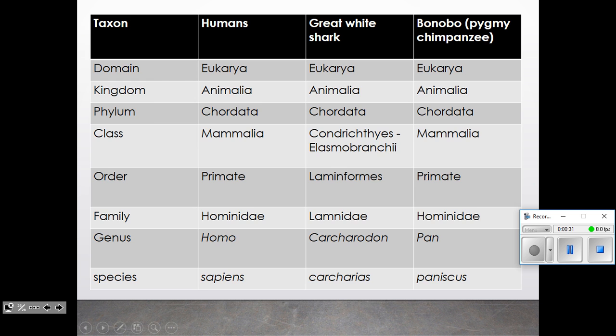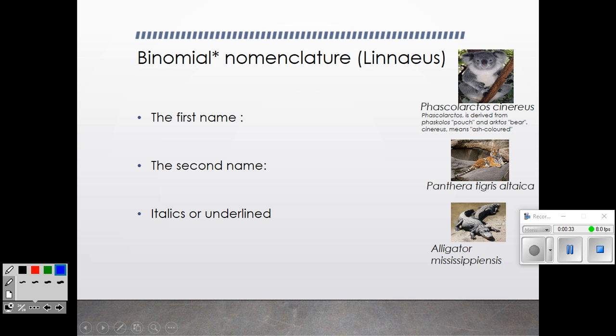Binomial, oh, sorry, this. Where's my pen? Pen. There we go.